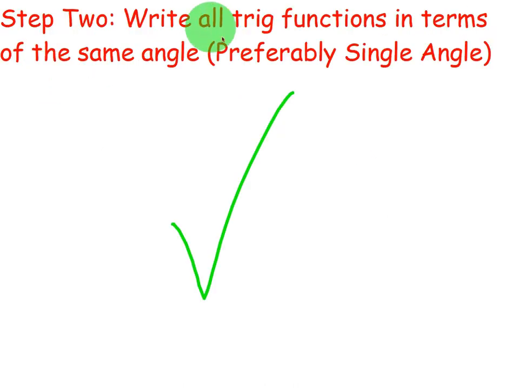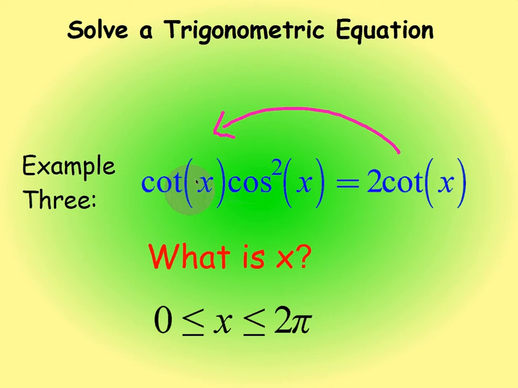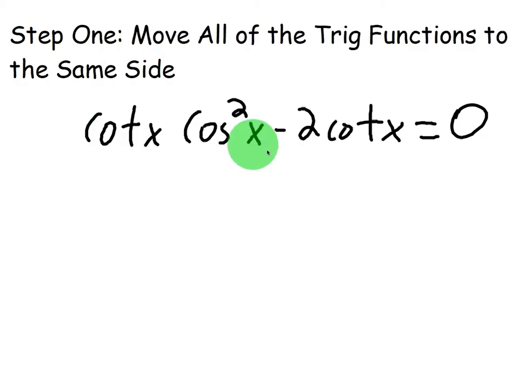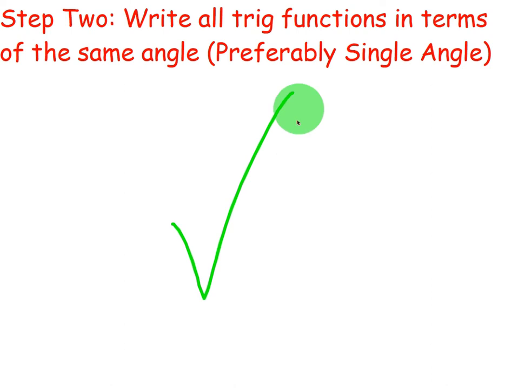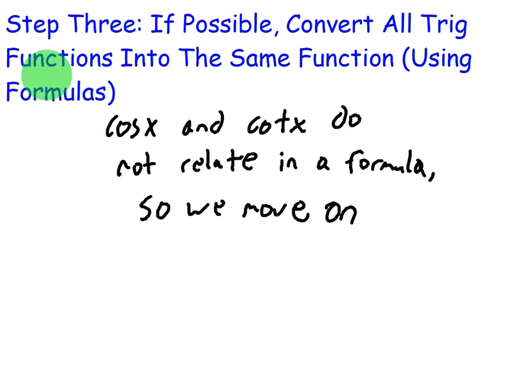Step 2 is to write all the trig functions in terms of the same angle, preferably a single angle. Well, that's good because all of these are in terms of x. It's not 2x inside or x over 2. So step 2 is complete as well. Everything is in terms of the same angle. Step 3, if possible, convert all the trig functions into the same function using formulas.